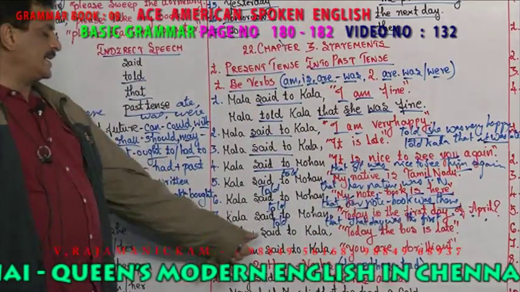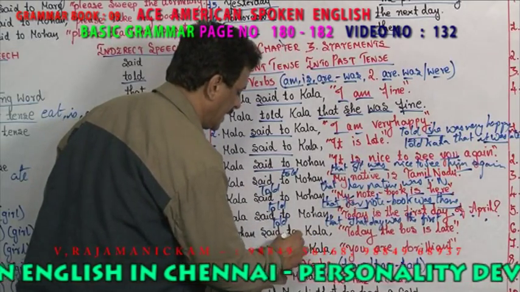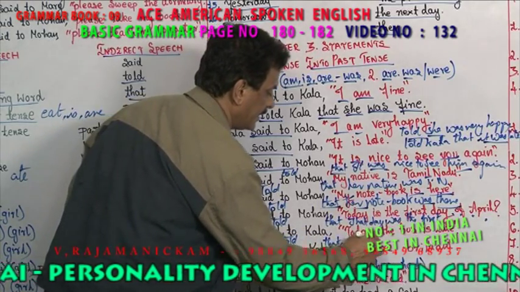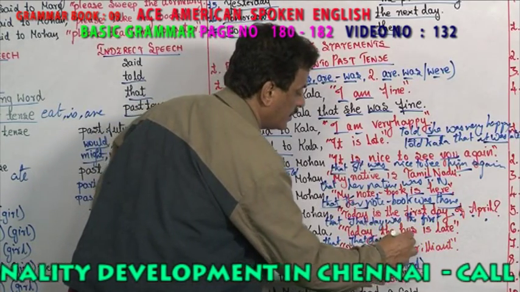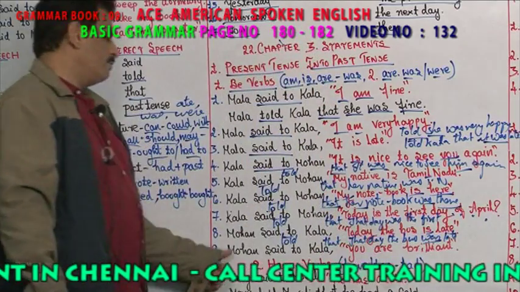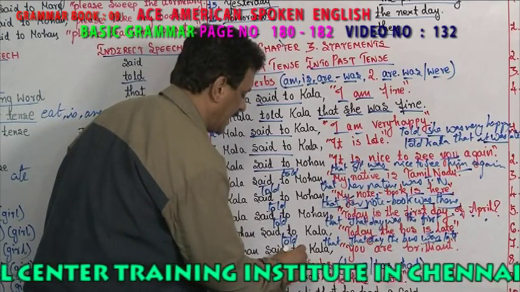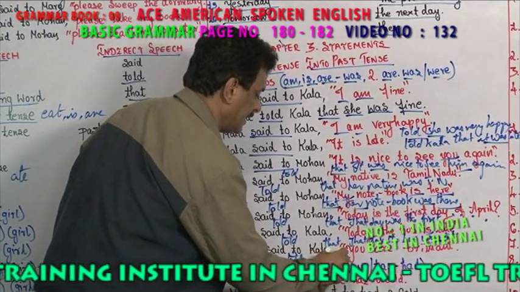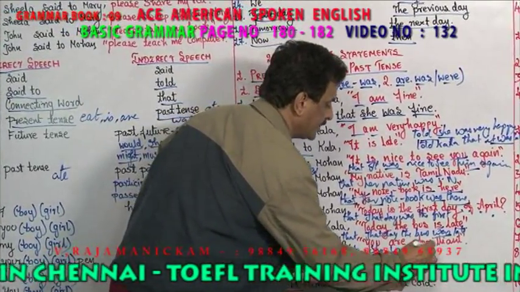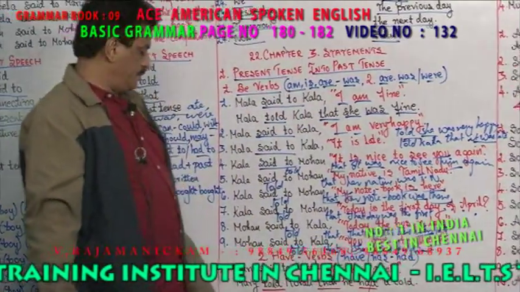So Mohan said to Kala, today the bus is late. So Mohan told Kala that that day the bus was late, is changes into was late, right? Next coming here, Mohan said to Kala, you are brilliant. So Mohan told Kala that she was brilliant. So that is added, you changes into she, was brilliant, right?